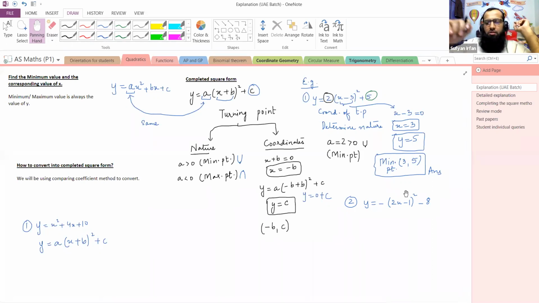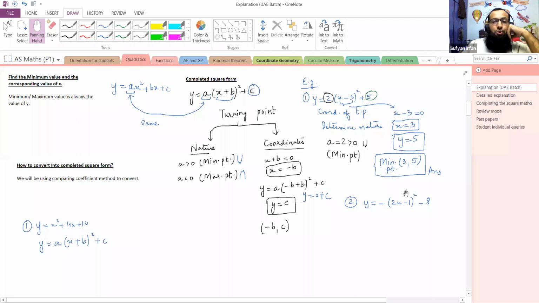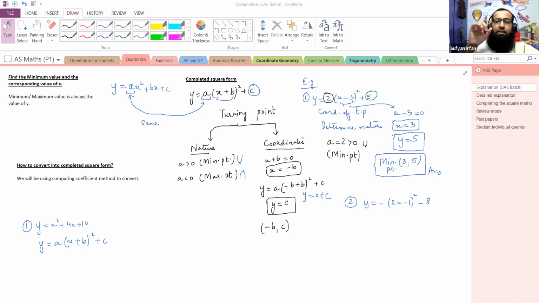Just work in your registers and post your answers, and tell me what the nature of the turning point is and what its coordinates are, so I'll be clearer as to whether you have understood or not. Write the nature as well as the coordinates, both, in your answers. And then I'm going to tell you individually whether you are right or wrong.